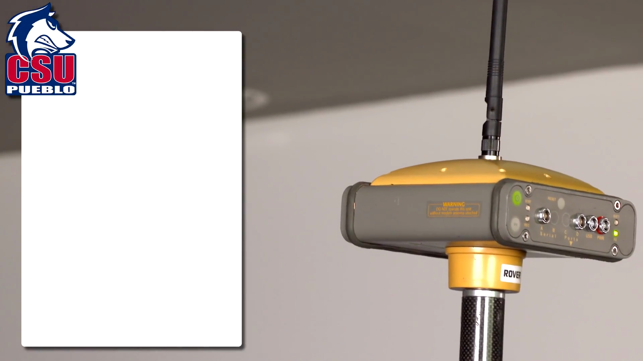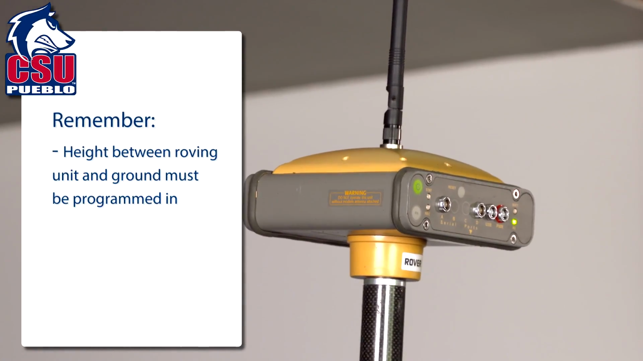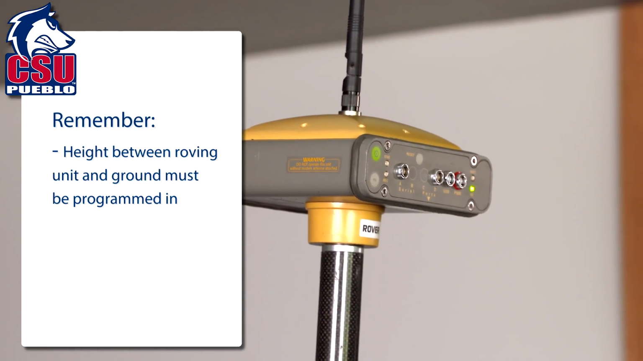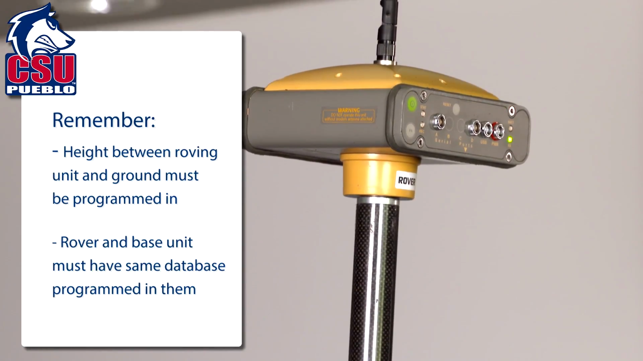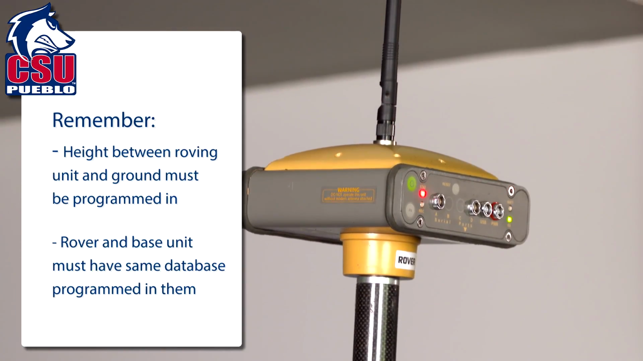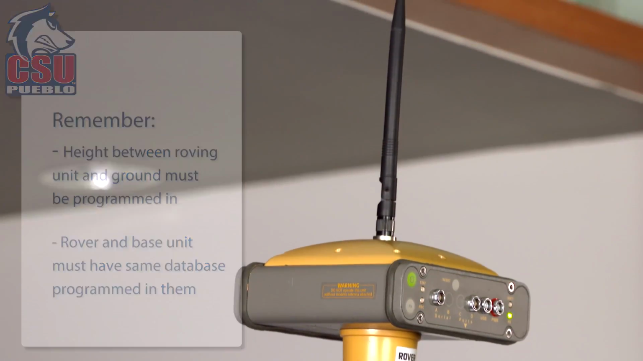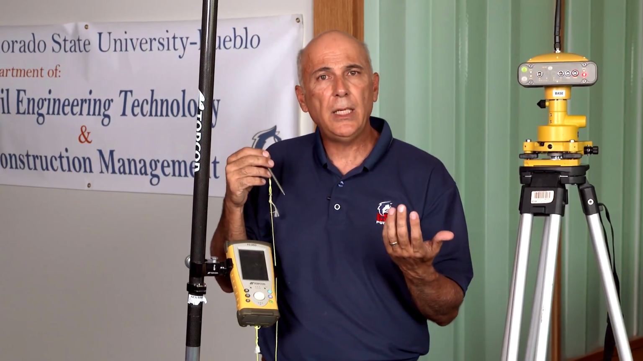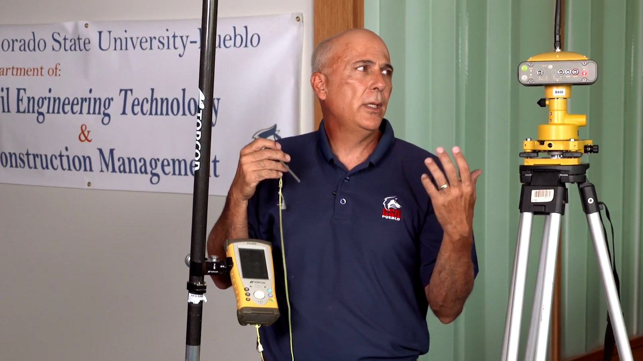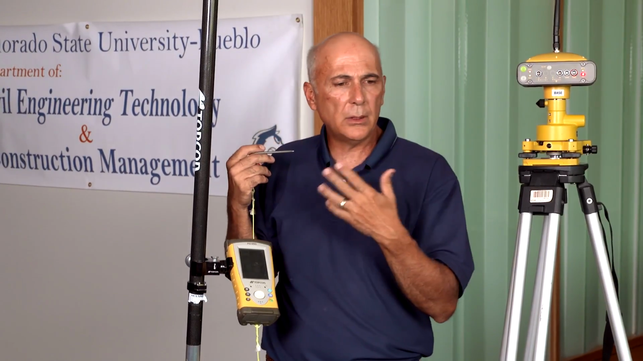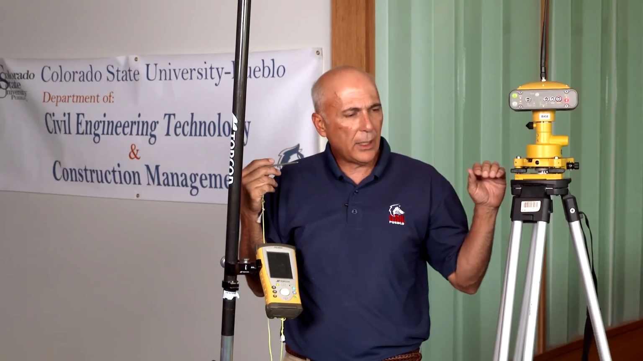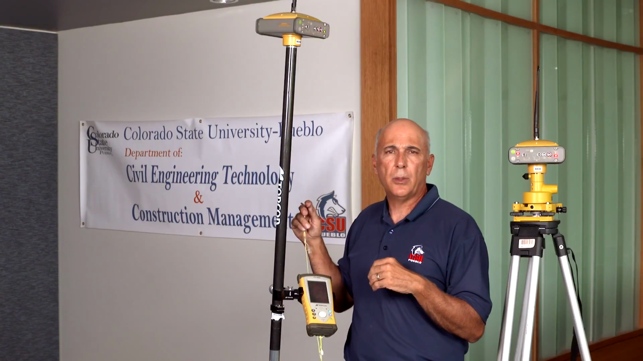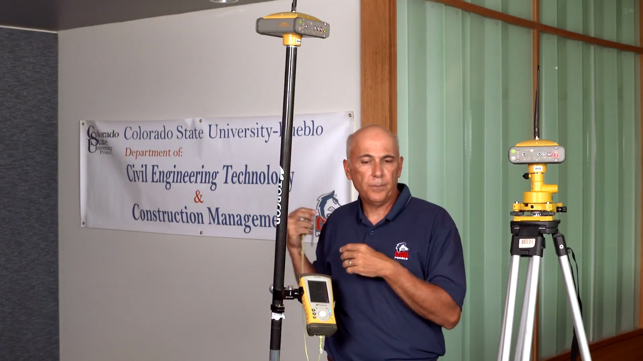Some key things to remember when using the roving unit is that the rover has to have been programmed with the height between the roving unit and the ground, and it has to have also been programmed with the same database system that you were using in the base unit. That's all controlled through the data collector. This technology is called RTK, or what we call real-time kinematic. The real-time kinematic allows us to have real-time data as accurate as the base unit is delivering it. We can have it on any roving unit that's within the communication realm of the base unit.